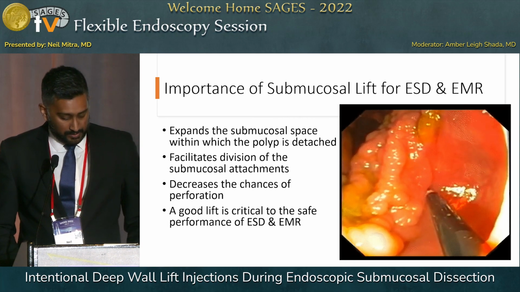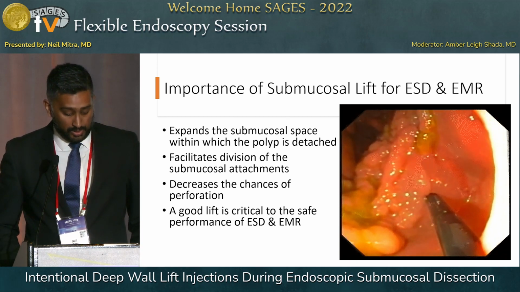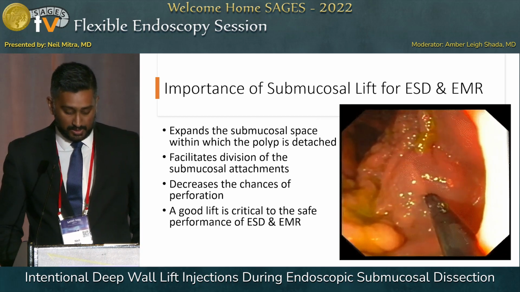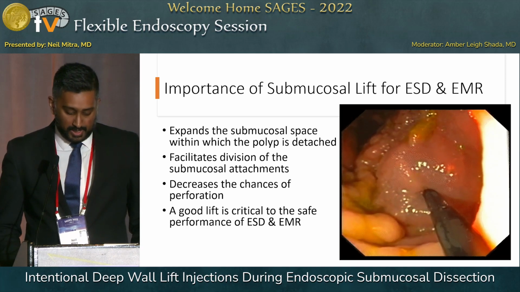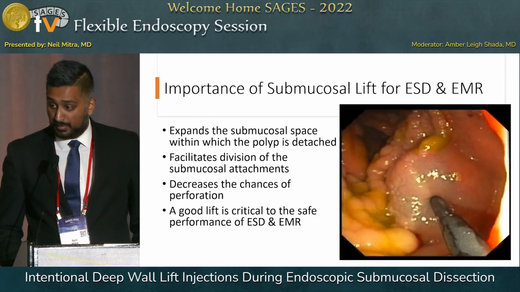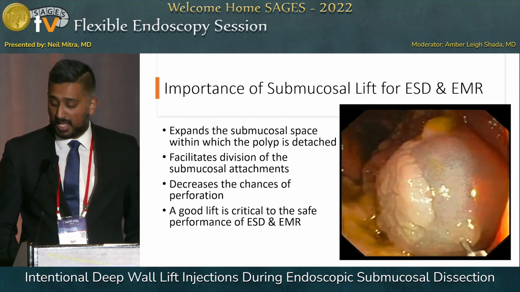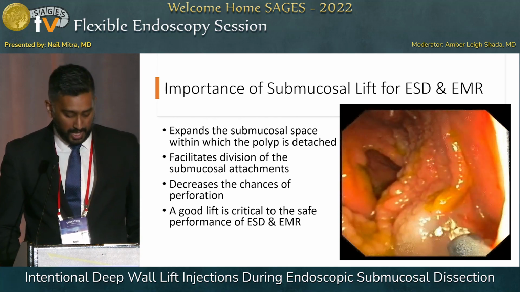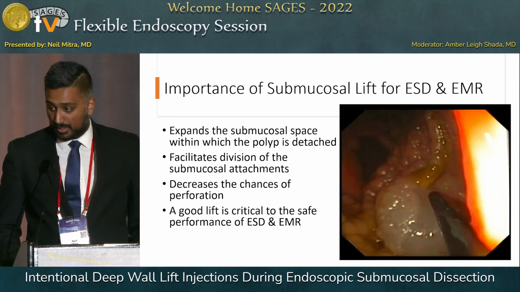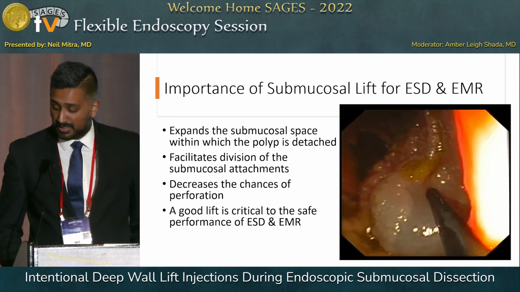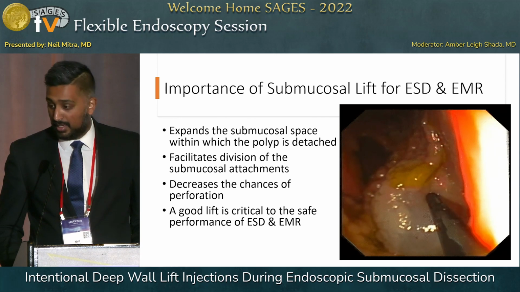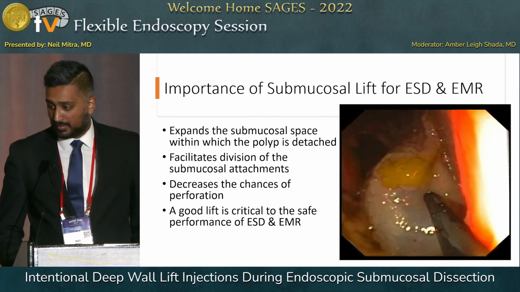The importance of the submucosal lift is essential in performing an ESD or an EMR. When a lift is created by injecting solution into the submucosal plane, it helps expand the layer and separate the polyp from the deeper layers of the bowel wall. This allows for a lesser chance of perforation, as well as creating the plane in which dissection will occur.